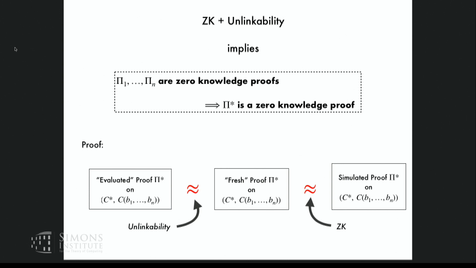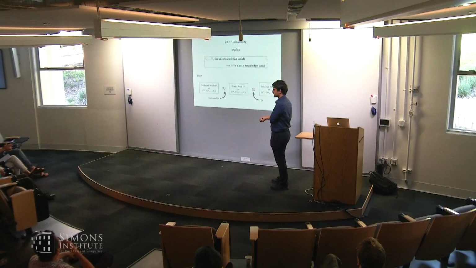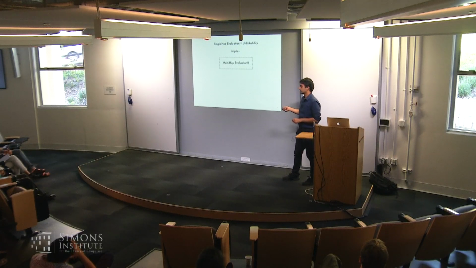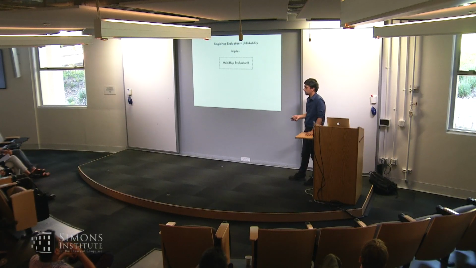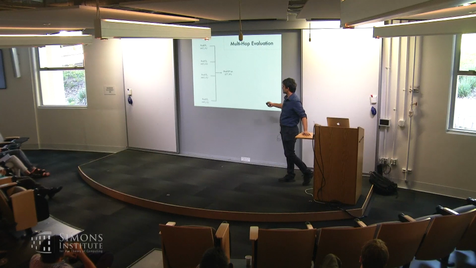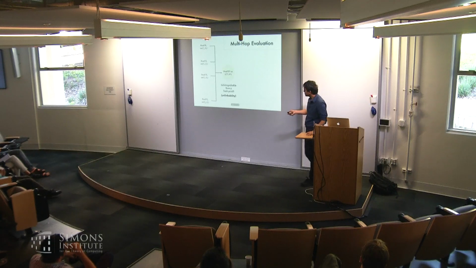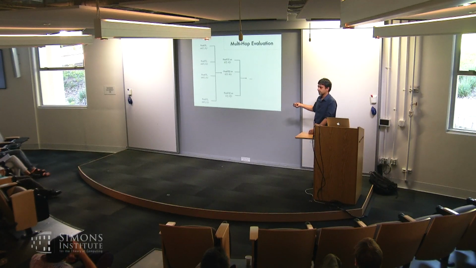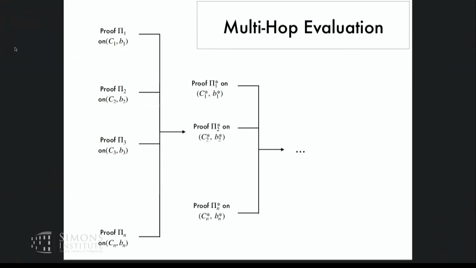So this unlinkability is useful much more than getting zero knowledge for the evaluated proof, as I'm going to talk about now. For instance, if you combine unlinkability with single-hop evaluation, you also get multi-hop evaluation. The proof is also very simple. Suppose you have a proof that you obtain by evaluating many proofs. This proof looks like a fresh proof by the unlinkability property. So you can combine it with other fresh proofs and homomorphically evaluate them to get another evaluated proof, and so on. You can keep doing this recursively.